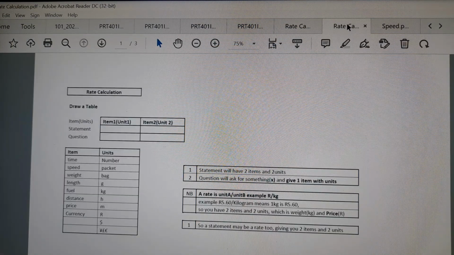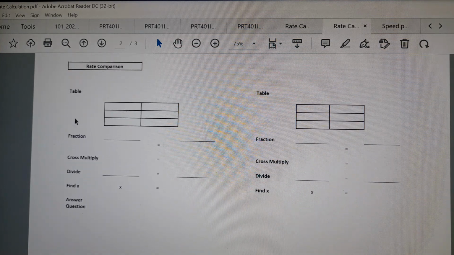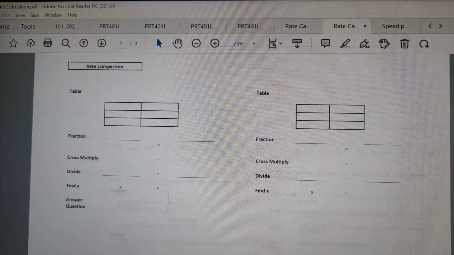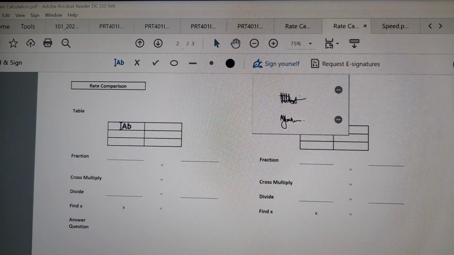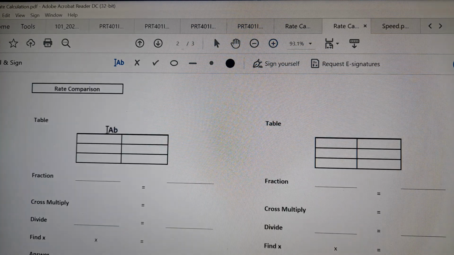So we are doing a rate comparison. Let's look at our table. What do we have in this statement? We have oranges, which are measured in numbers, and we have the price, which is in rand. So we're going to fill our table. Remember, because we have 2 statements, we need to do 2 tables. For comparison, it's always 2 tables.